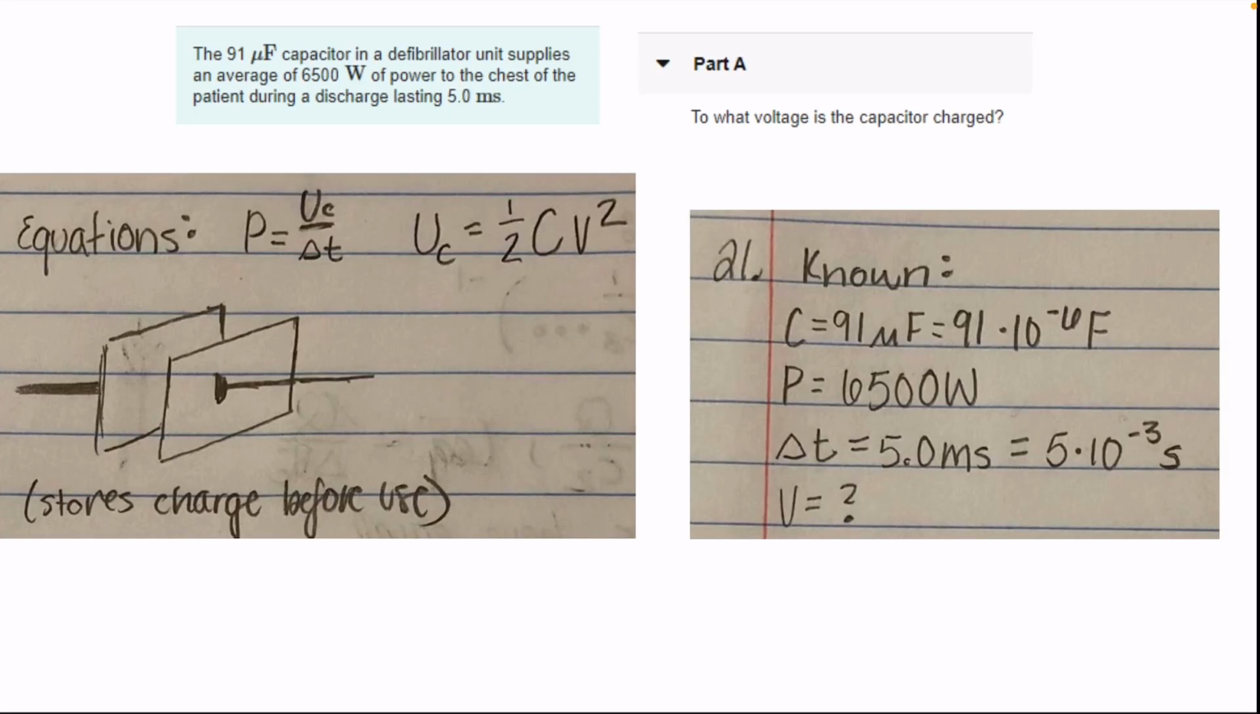Also notable, I made sure to change all my units to standard form so we could get correct values. So always remember to do that.